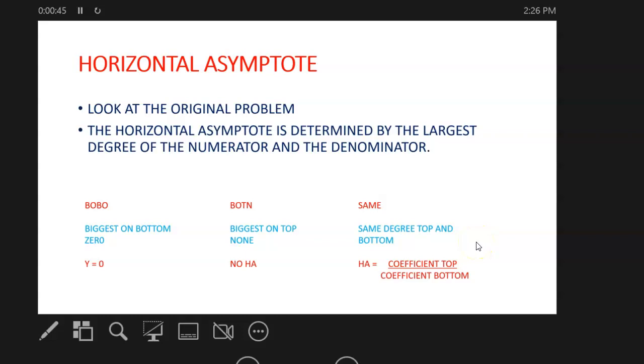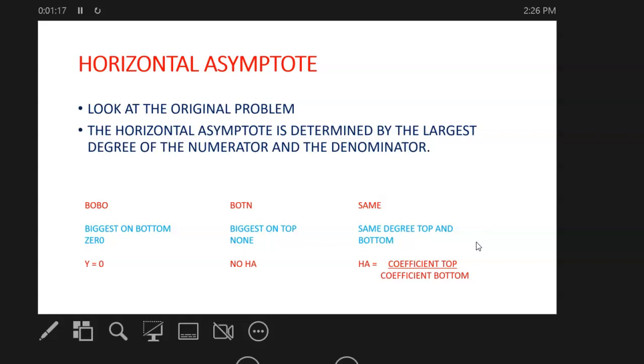First thing that we're going to talk about is finding the horizontal asymptote of rational functions. To do that, you are looking at the original problem. You do nothing to it except just look at it. And what you're looking at are the degrees of the numerator and the denominator. The horizontal asymptote is determined by the largest degree. And I'm going to talk about this in three different ways.